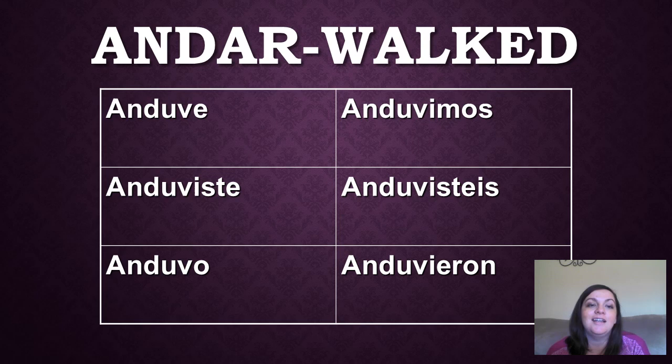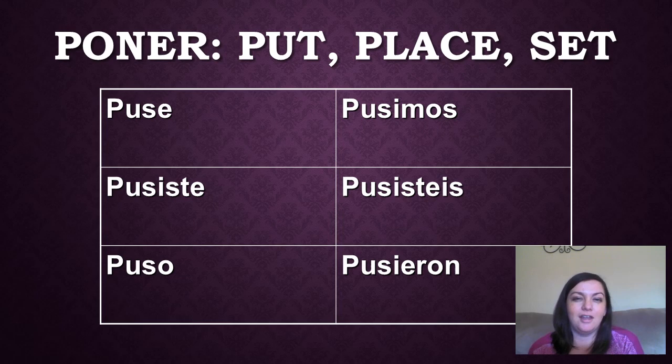Next up, poner. This one you'll see often, like when you got dressed, I put on clothes. That would be using the word poner, or I put something in my backpack, that kind of thing. It could be to put, to place, or to set. And these have no accents as well. Your conjugation would be puse, pusiste, puso, pusimos, pusisteis, pusieron. So if you want to say, I put on a shirt this morning or yesterday or something in the past, you could say me puse la camisa ayer. So, I put on a shirt yesterday.